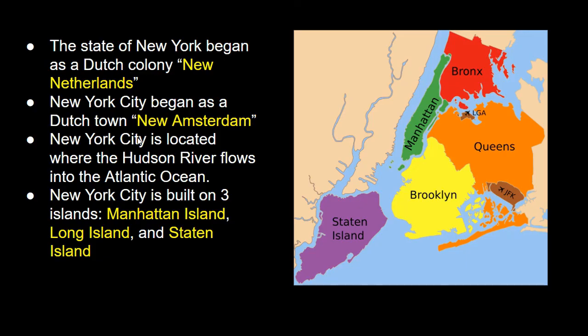So to review the video, we saw that the state of New York began as a Dutch colony called the New Netherlands. New York City began as a Dutch town, New Amsterdam. And New York City is located where the Hudson River flows into the Atlantic Ocean and is built on 3 islands: Manhattan Island, Long Island, and Staten Island.